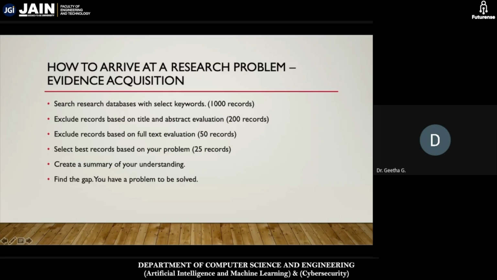Now, how to arrive at a research problem? How to identify a problem? This is the $1,000,000 question. Many students are finding it difficult to arrive at a research problem.